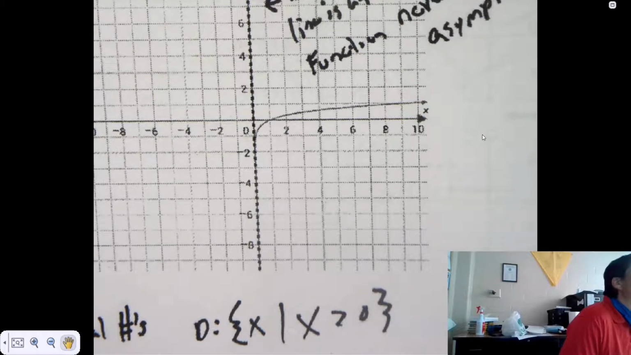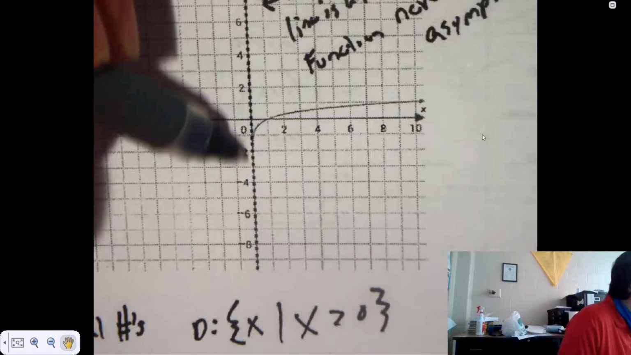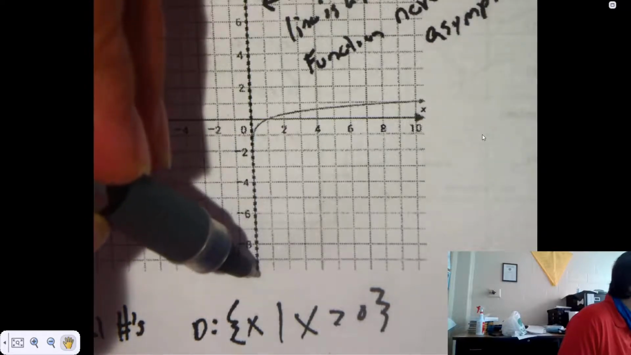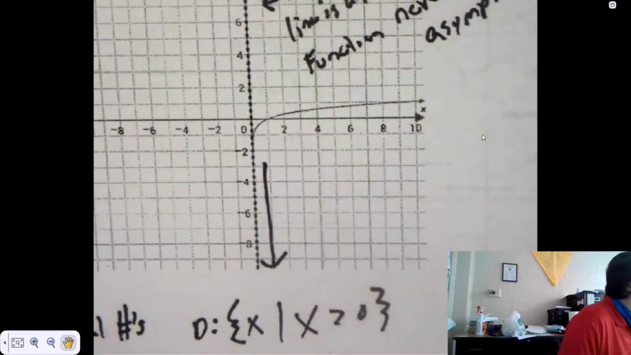Asymptotes are kind of funny. They're literally like jumping off a cliff. As soon as this function gets close to this asymptote, it immediately just jumps off a cliff. But it falls for the rest of its life. I mean, it's literally going down forever.